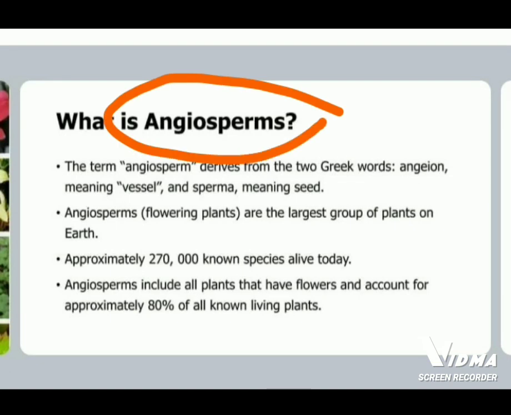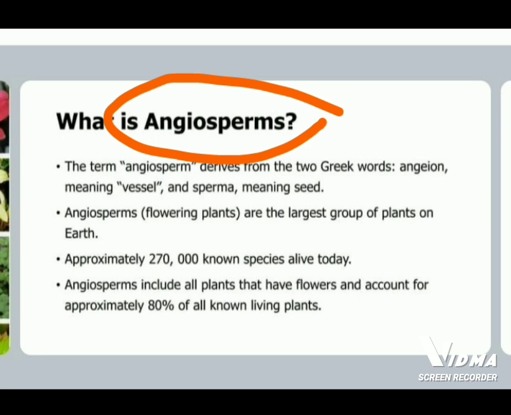Our topic today is all about the angiosperm. We will discuss evolutionary development, characteristics of angiosperm, terminologies, classes of angiosperm, morphology, the parts of flowers, and the distribution of angiosperm, as well as the life cycle of angiosperm. Moreover, the economic importance of the angiosperm.